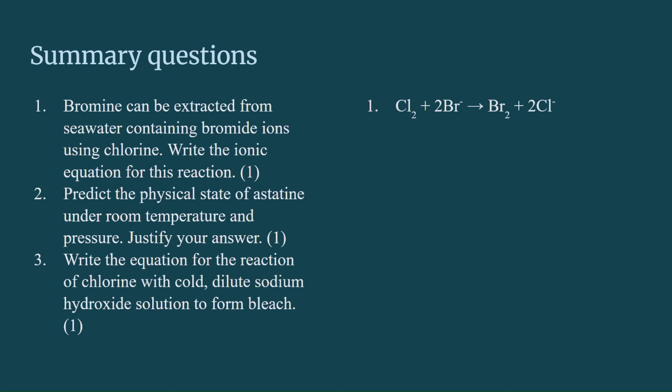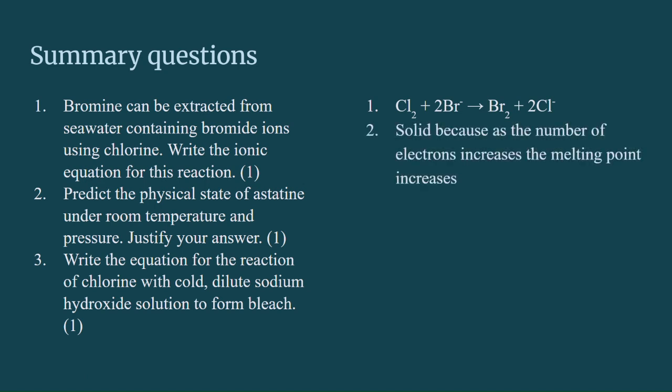1. Cl2 + 2Br- creates Br2 + 2Cl-. 2. Solid, that's astatine, because as the number of electrons increases, the melting point increases. And you know that iodine's a solid. And 3. Cl2 + 2NaOH creates NaCl + NaClO + H2O. It's very similar.